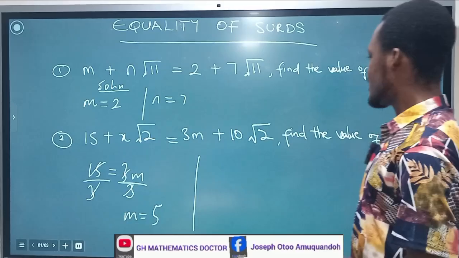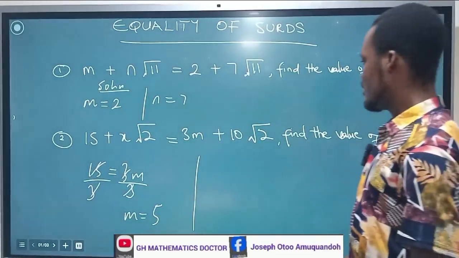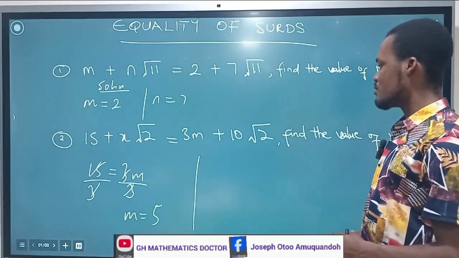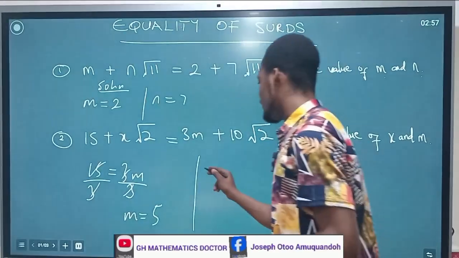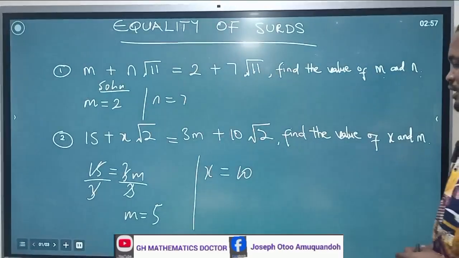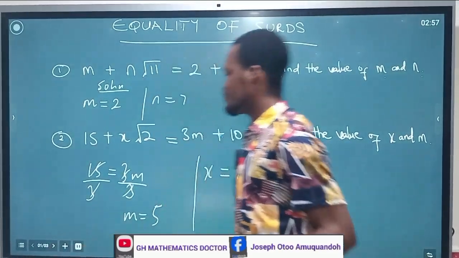We also work for x by equating the x term. At the left hand side, it has root 2, and the right hand side it has root 2. So you need to equate the coefficients. So x will be equal to 10. This is the concept of the equality of sets. Let's look at more questions.